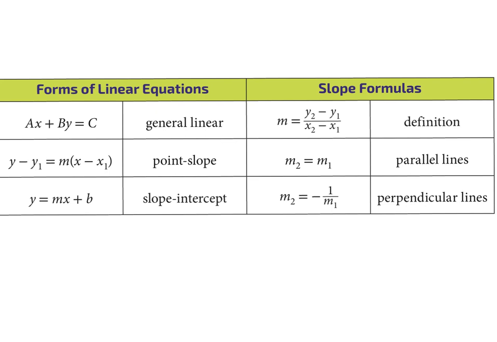Forms of linear equations: you have your general or your standard form, you have your point slope, and you have your slope intercept, and then you have some definitions. Your slope definition is technically y2 minus y1 over x2 minus x1. Parallel lines have the same slope. Perpendicular lines have negative reciprocals.